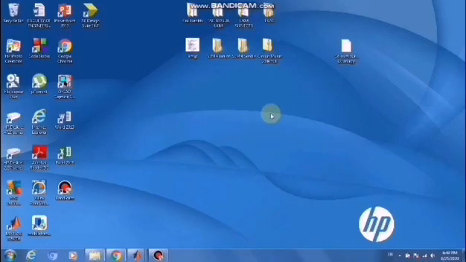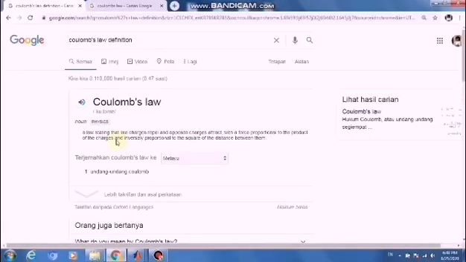So for the GUI project, our group came up with designing a Coulomb's law calculator, and the result will be displayed on a specific graph. So before we start, we should understand what is Coulomb's law.